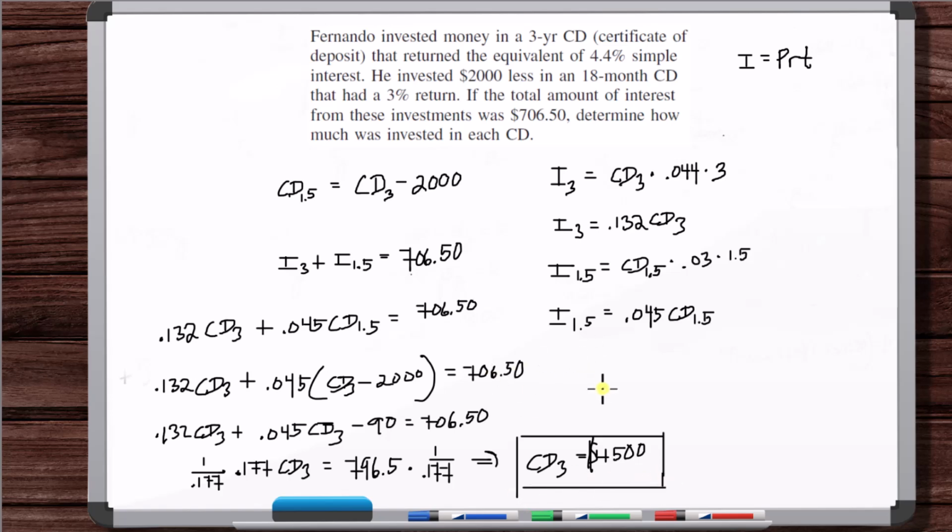Okay. What is CD 1.5? CD 1.5 is just CD3 minus 2,000, right? So there you go. That's our answers.